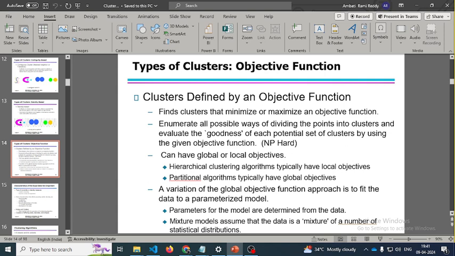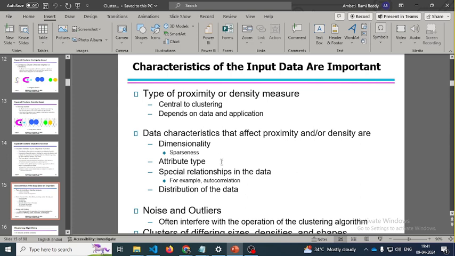This is a kind of customized clustering. You want to form a cluster based on your requirement. That is called objective function based clustering. So these are different types of clusters. Whatever we have seen up to now, those are the different types of clusters.